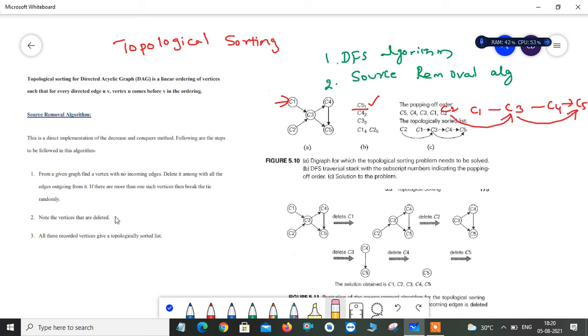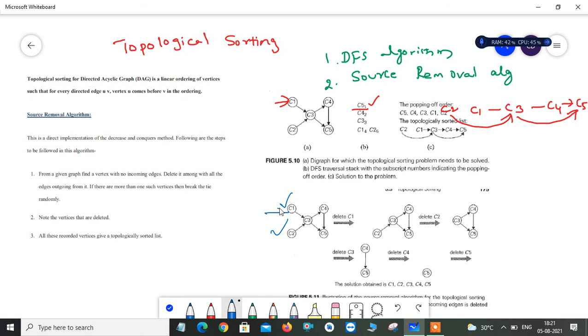All the vertices which you delete, you take that order and note it aside. And all these recorded vertices will give you a topological ordering. So this is your graph, right? Now you are finding here C1, C2. What does your first step say? Find the vertex having no incoming edges. You find C1 and C2 have no incoming edges, they have outgoing edges. So you can choose either C1 or C2.